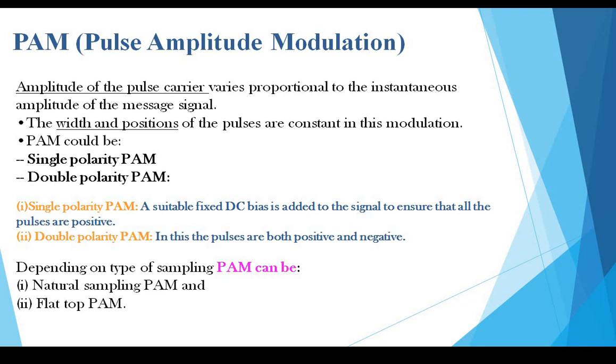Depending on the type of sampling, pulse amplitude modulation is also of two types: natural sampling PAM and flat top sampling PAM. In both you get your pulse amplitude modulated wave. Why do we have to go for sampling? Because you have to convert your continuous waveform into a discrete time waveform. After that you have to modulate, and the kind of modulation is pulse amplitude modulation. So you will see natural PAM and flat top PAM.